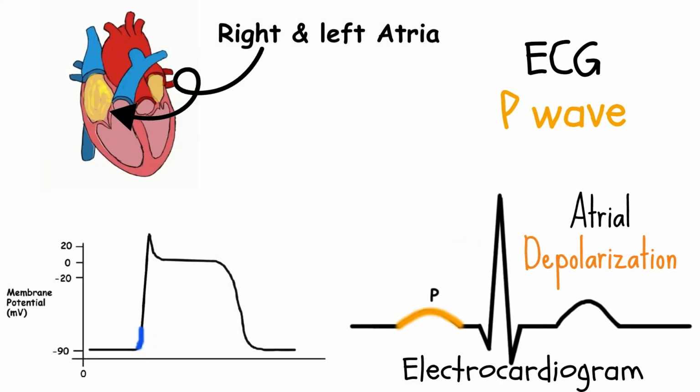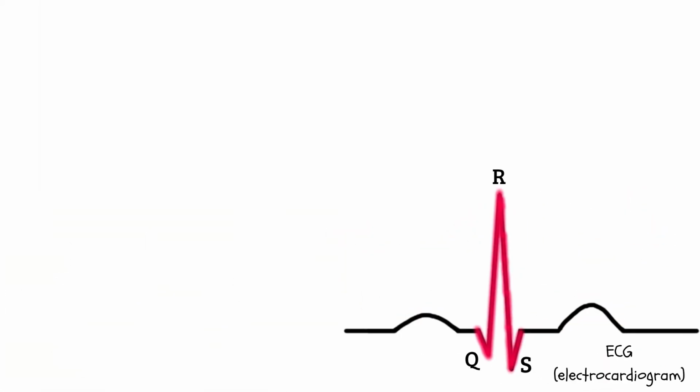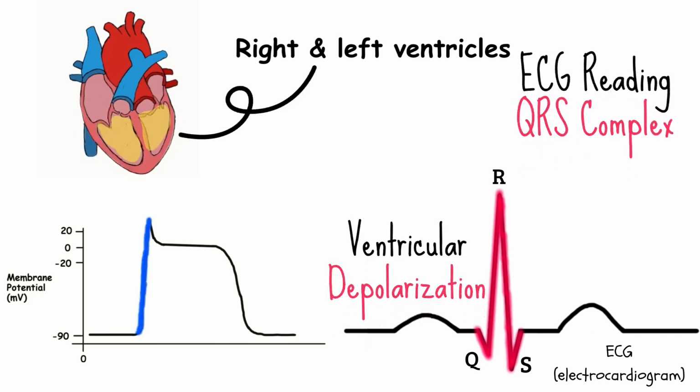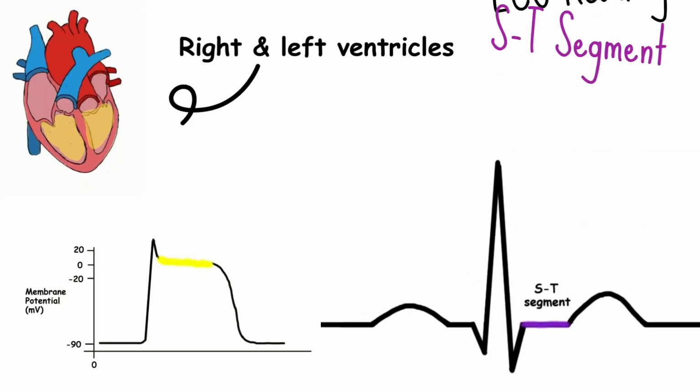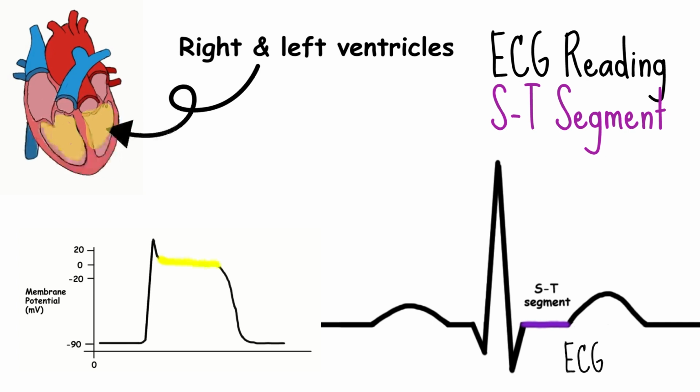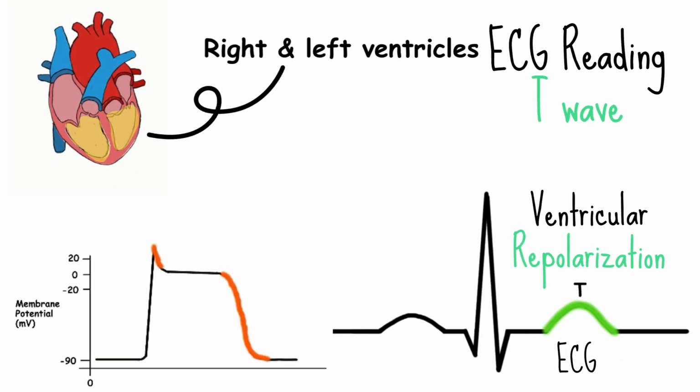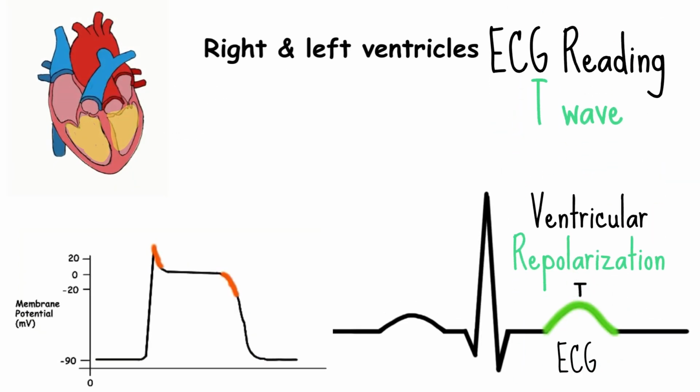The P wave represents a depolarization of the atria, the QRS complex shows the depolarization of the ventricles, the ST segment shows the plateau phase of the ventricular myocytes, and the T wave represents the repolarization of the ventricles.